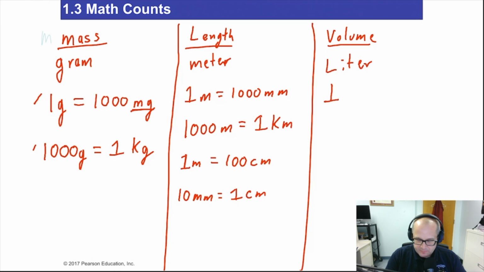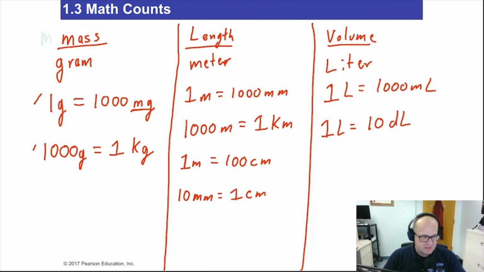So 1 liter equals 1,000 milliliters. And just for fun, 1 liter equals 10 deciliter. Okay, a deciliter is 1/10 of a liter. Or sorry, not 1/10, it's 0.1 liters. Which is 1/10, I guess. Okay? So that's how volume works. And those are the base units for volume.